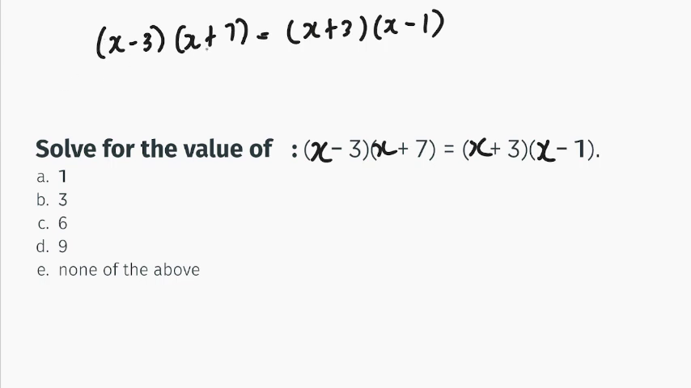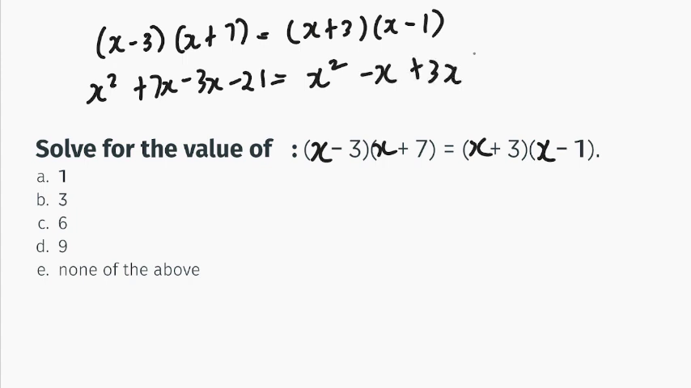So we can expand this using our special products. So this is a product of binomials. So we have x squared plus 7x minus 3x minus 21, which equals x squared minus x plus 3x minus 3. Alternatively, you can use the FOIL method, but you will just get the same. So x squared is going to cancel out. So what we're left with here is 4x minus 21, which is equal to 2x minus 3.